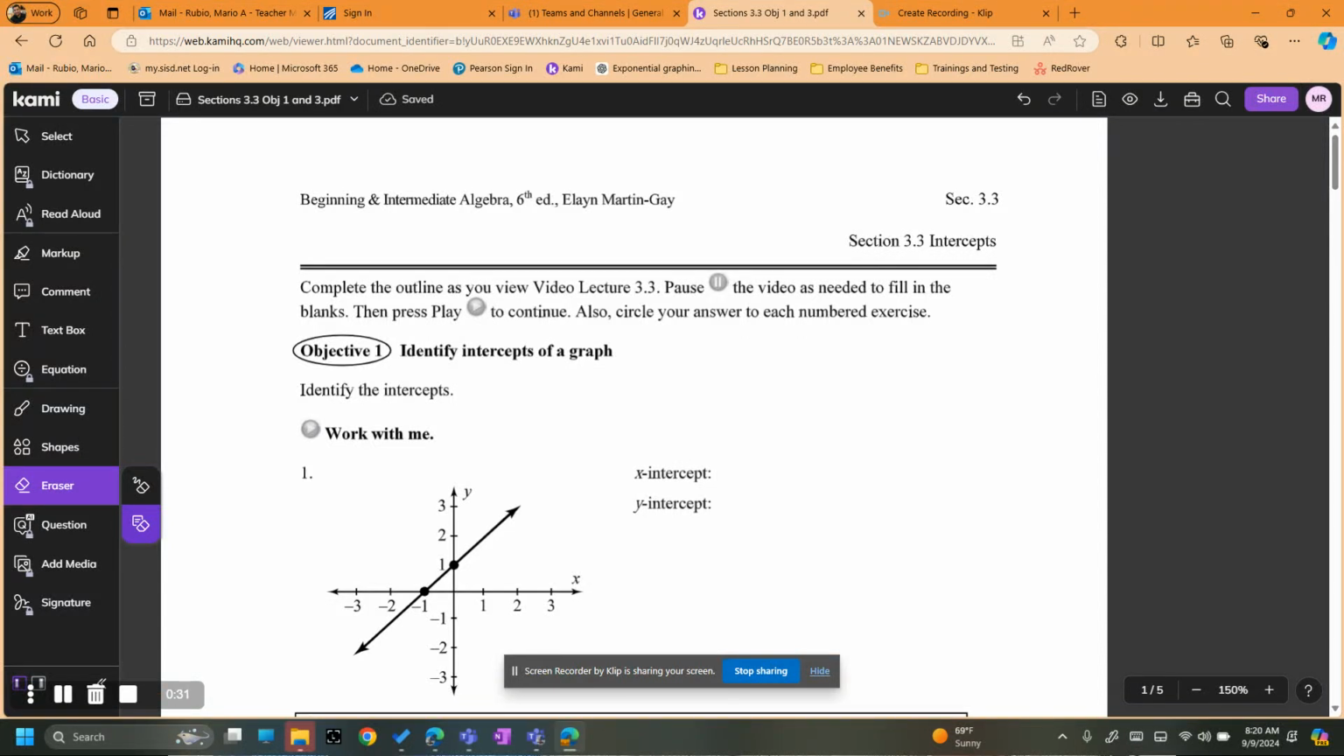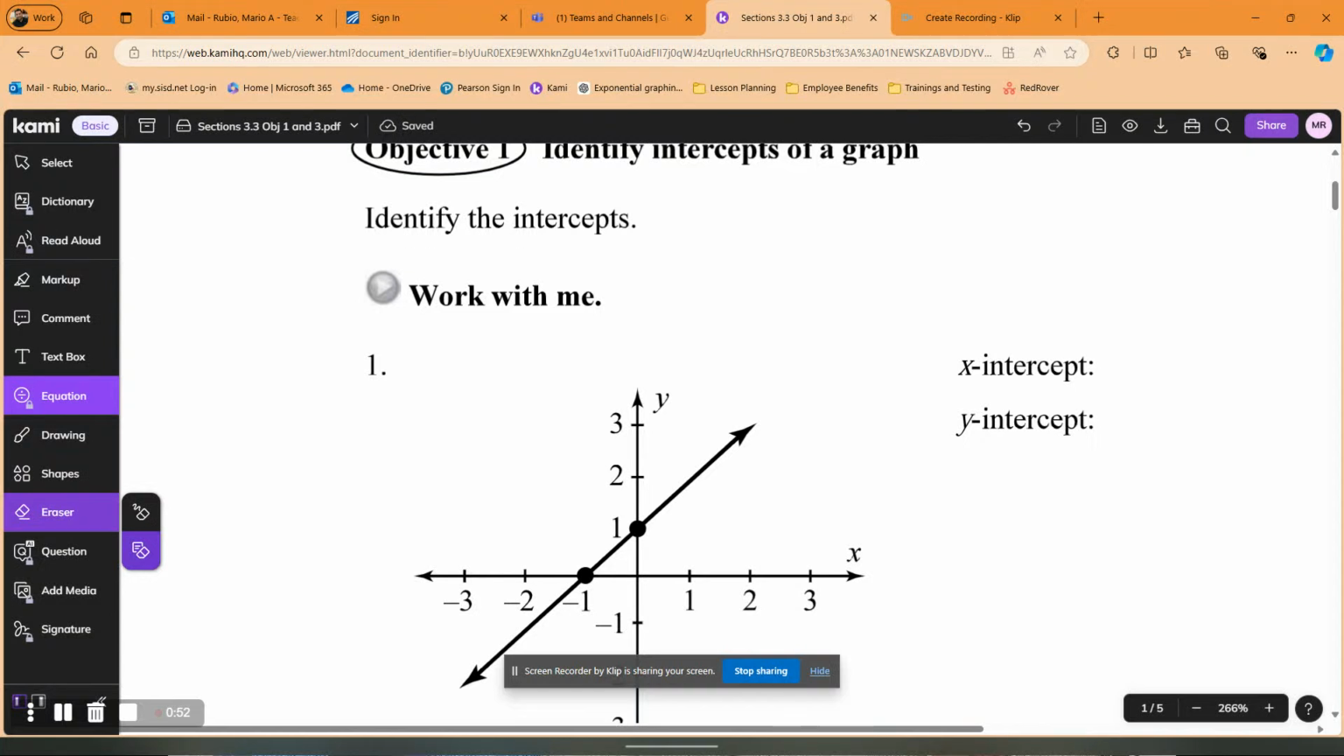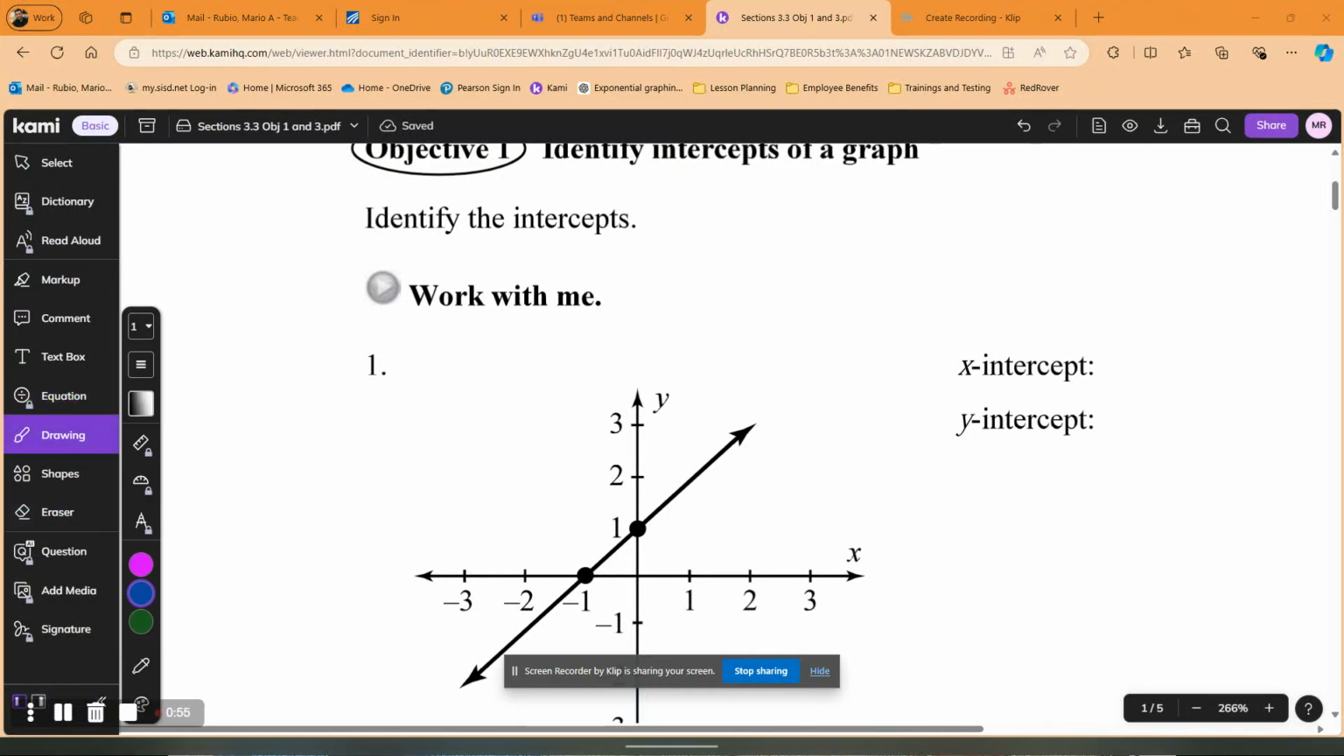The intercepts are basically, intercept kind of rhymes with intersection, or where the line crosses the x or y axis. That's how I remember that the intercepts are where we cross the x or the y axis. So as a reminder, this is your x, horizontal. Remember, x is horizontal, and that's going to come in a little bit later. And y is your vertical.